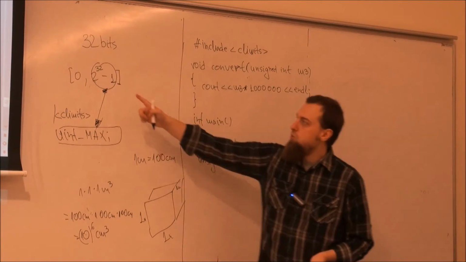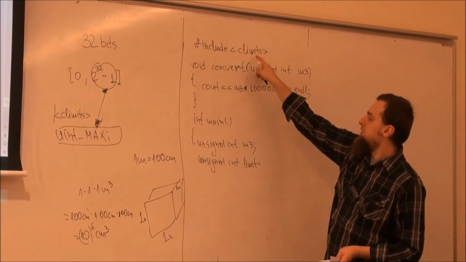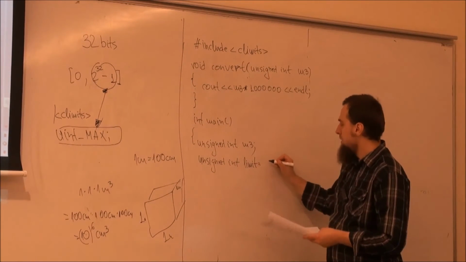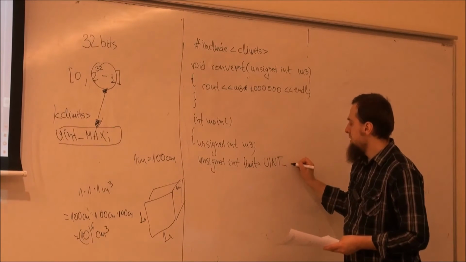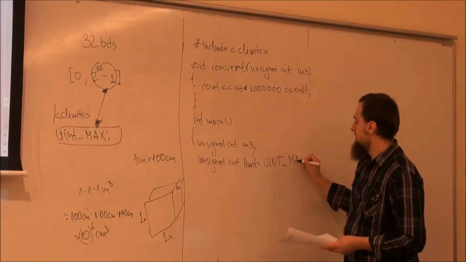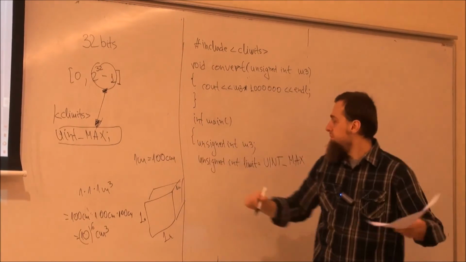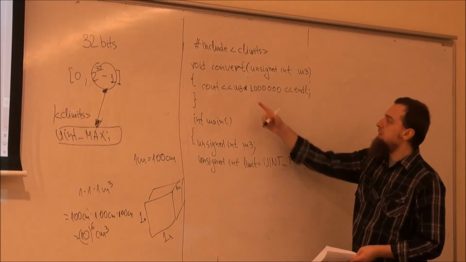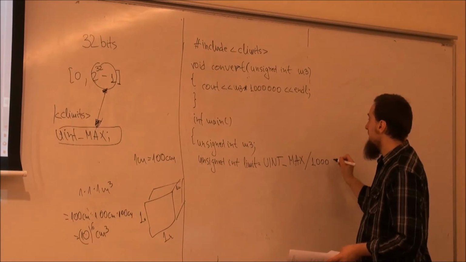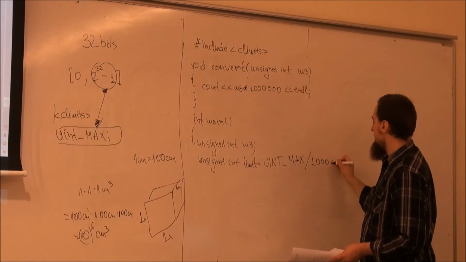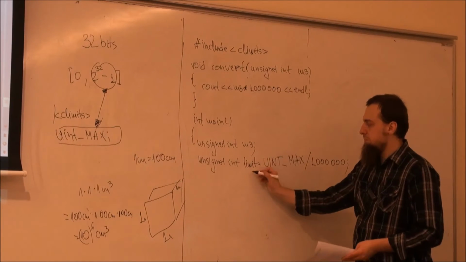Exactly. But this 2 to the power of 32 is actually this guy, and it's included here. So it's equal to unsigned integer max, and this is 2 to the power of 32 minus 1, divided by 1 million. So this is the maximum value that I can pass to this function without getting an overflow. Okay, so this is the limit.